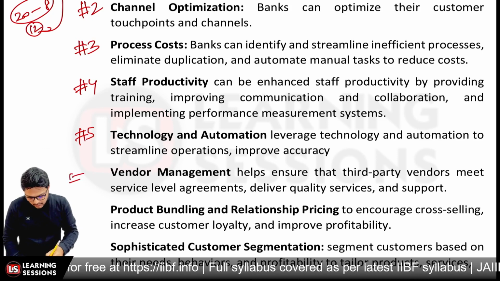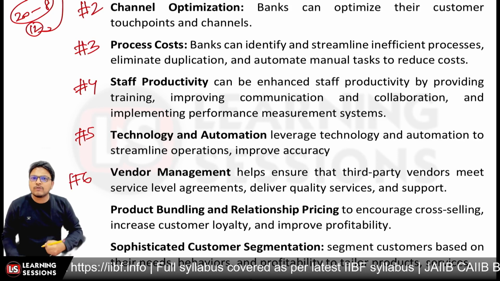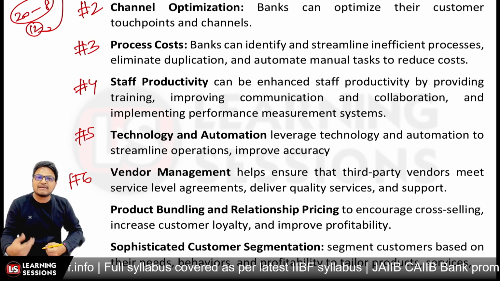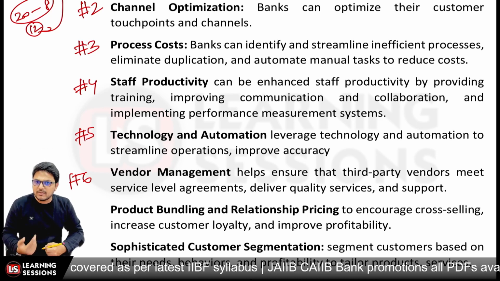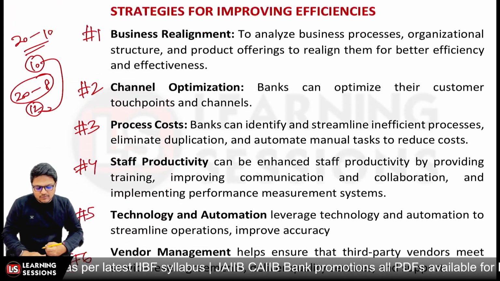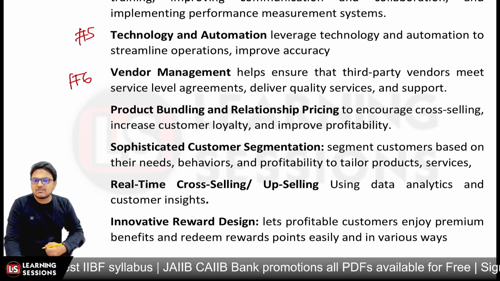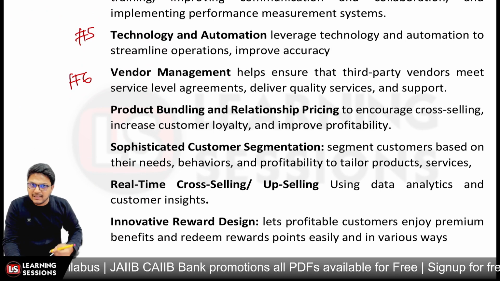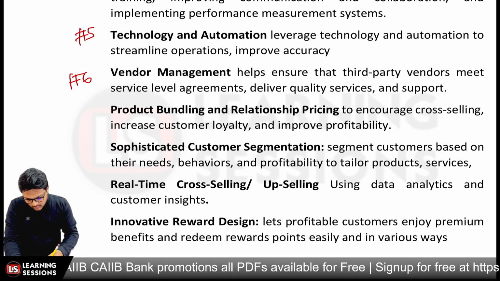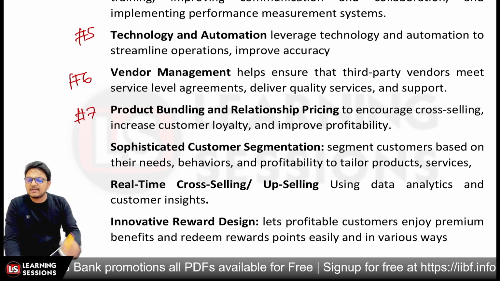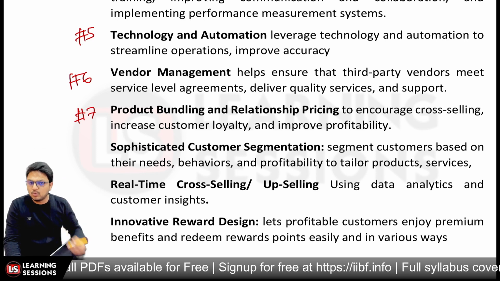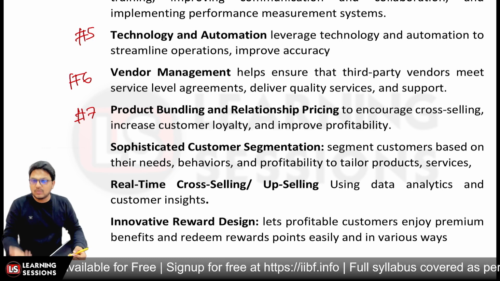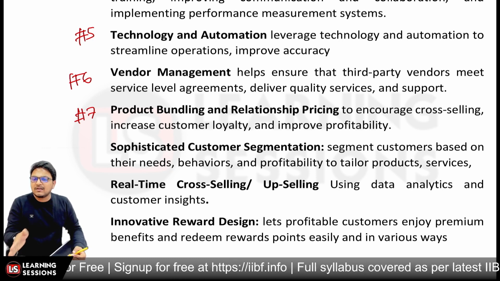And also you can go for vendor management, that we must look for different vendors so that we can have the service level agreement, so that we can negotiate with them, and we can have the support level from them, right? That will also help us in improving the efficiency. And the sixth one is related to product bundling and relationship pricing. Now what do we mean by product bundling? It basically relates to cross selling, how much better cross sell we do, right? And how loyal the customer is to us. So we must target the relationship.